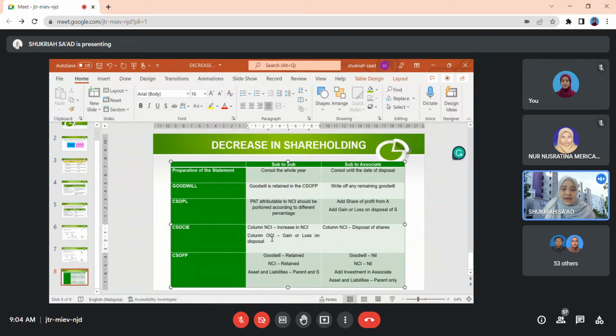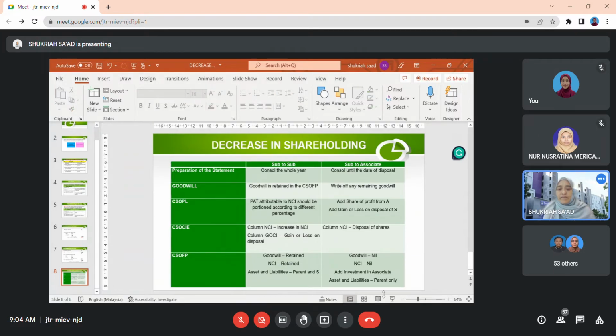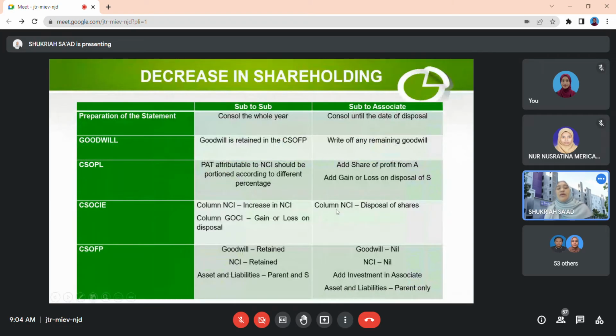The comprehensive income. Okay, group consolidate group return profit, GOCI. Alright. So column NCI for the sub to associate, kita masukkan column amount disposal of shares. Okay. And then sub P, okay, goodwill retained, NCI retained, asset and liability, parents kita combine je, column by column.